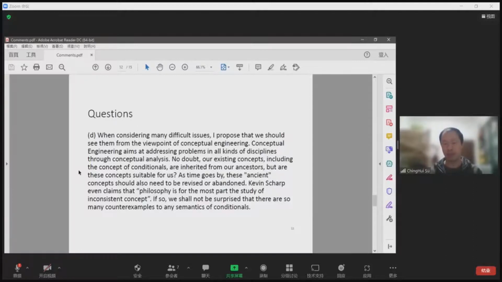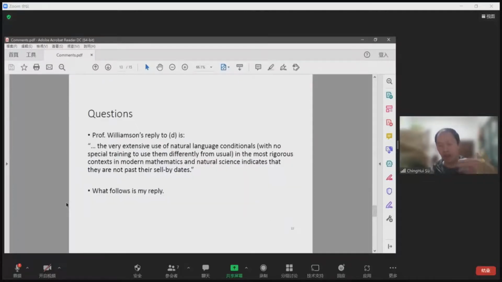Kevin Scharp even claimed that philosophy is, for the most part, the study of inconsistent concepts. It's very radical. If so, we should not be surprised that there are so many counterexamples to any semantics of conditionals. I also wrote this question to Professor Williamson earlier, and his reply is like this: the very extended use of natural language conditionals, with no special training to use them differently from usual, in the most rigorous contexts in modern mathematics and natural science indicates that they are not past their sell-by date.